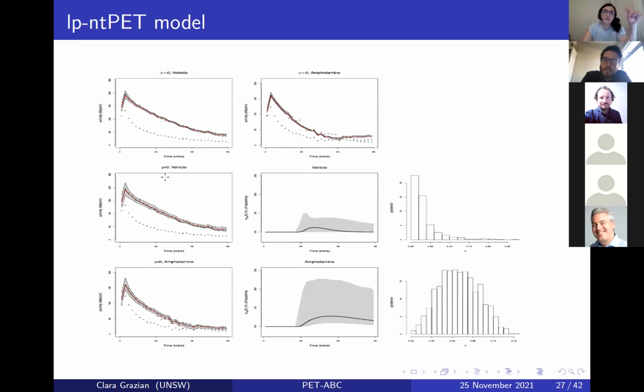But when we observe gamma larger than 0 for the vehicle, it is usually associated with a posterior distribution for gamma very concentrated around 0, suggesting that it may not be different from 0 statistically. And under amphetamine, we observe that the posterior distribution when gamma is positive is actually concentrated around a value which is larger. In particular, in this case, it's around 0.07.